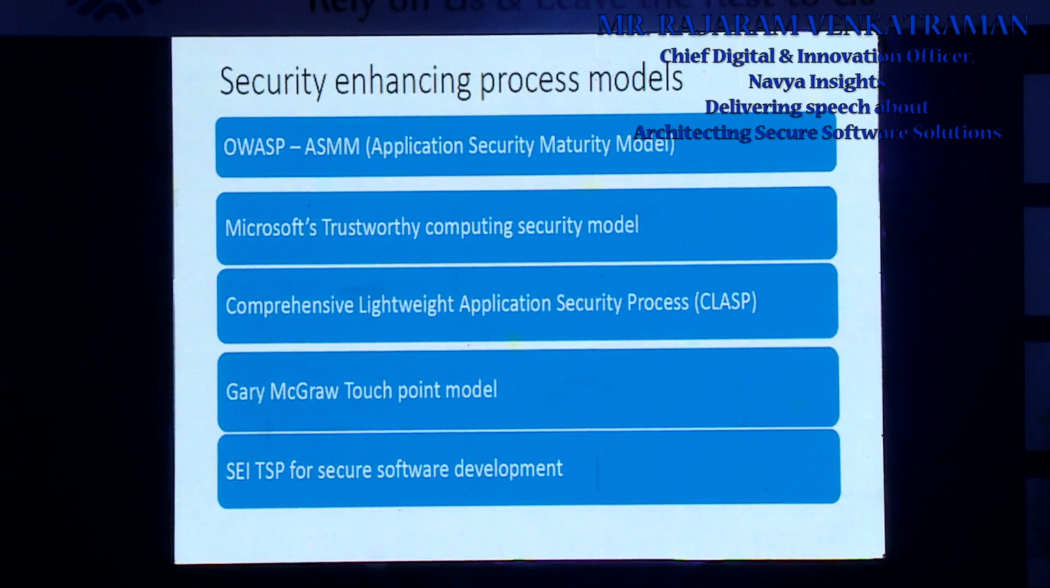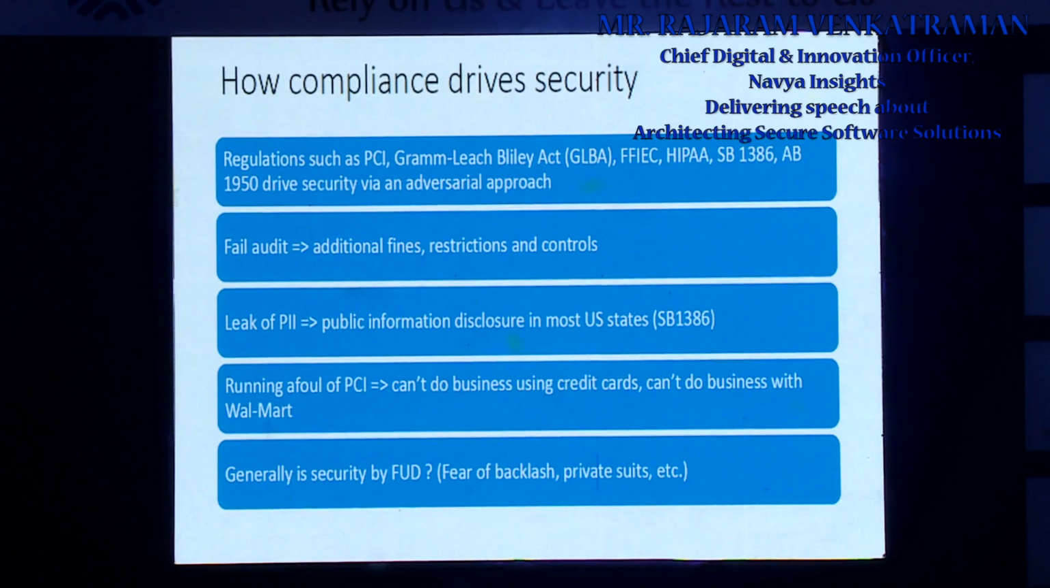There are security enhancing process models available from OWASP, Microsoft, Gary McGraw. These are worth looking at if you are looking at steady practice in building maturity in application security levels. Compliance driving security mostly means additional fines, restrictions and controls. In some cases it is also a jail term when major compliances are broken. So if PCI compliance is not there, you cannot do business using credit cards, and particularly Walmart is a major customer, so you may lose out.